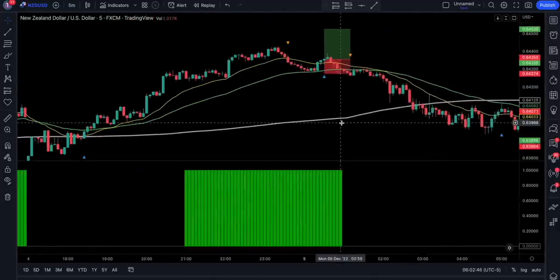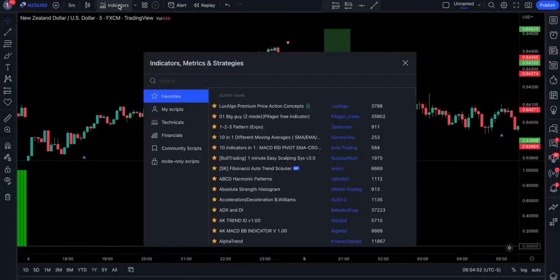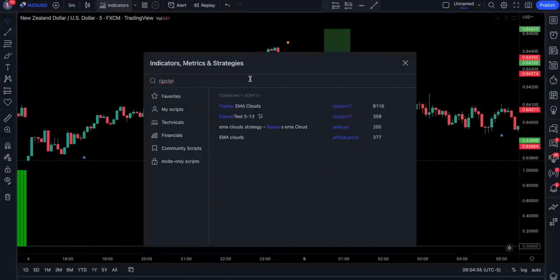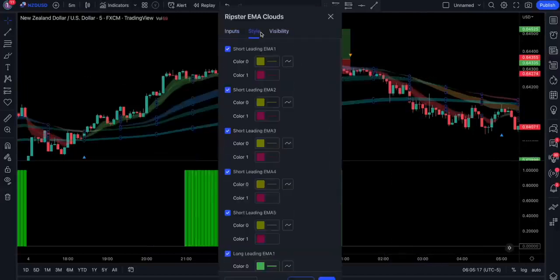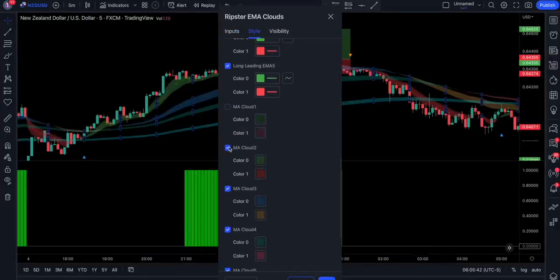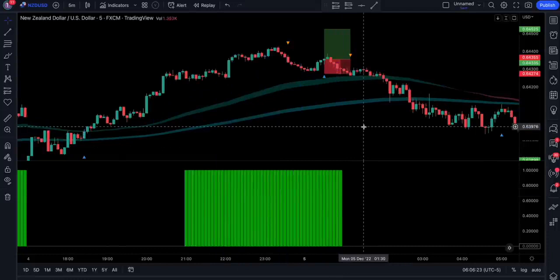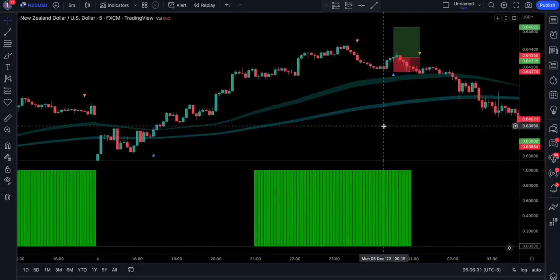So in order to eliminate even more losses, I decided to get rid of this 10 in 1 different MAs as well, and instead of it, add a Ripstar EMA clouds, in which we have to make some adjustments. Okay, the strategy is complete. Now let me show you the entry rules and you will see that these 2 losing trades will get eliminated as well.